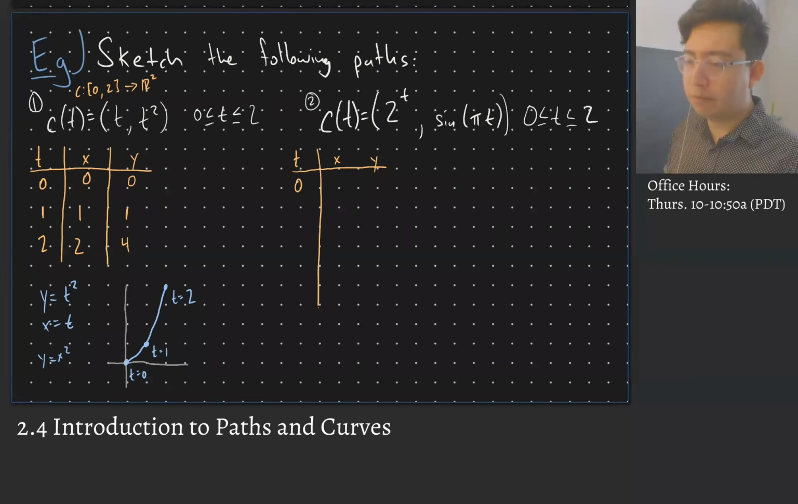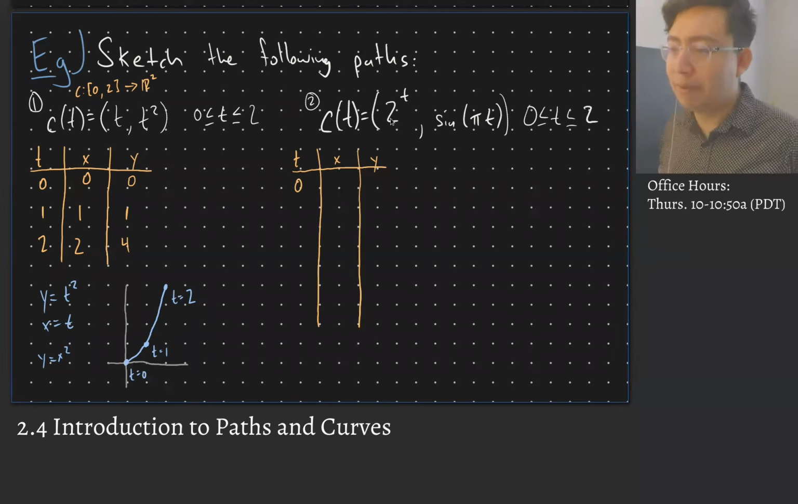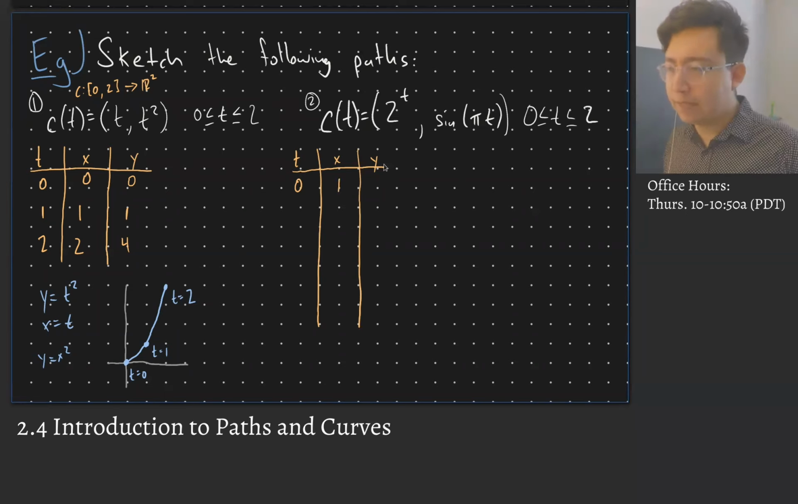I'm gonna give myself more room this time. I have a feeling I'm gonna have to plug in more points. Okay, so we plug in t equals 0. In that case, when I plug in t equals 0 for x here, I get 2 to the 0, which is 1. And then I get sine of pi times 0, which is sine of 0, which is 0.